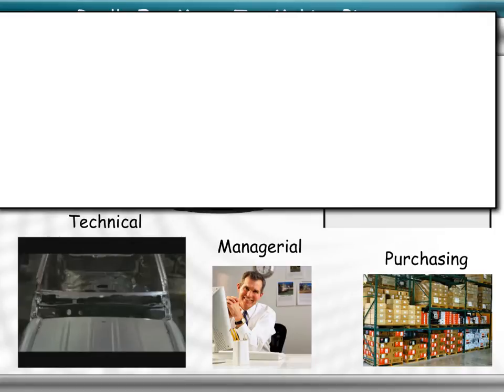Okay, here's the next group of 3. And I think, to be honest, the first one, technical, I find the easiest.